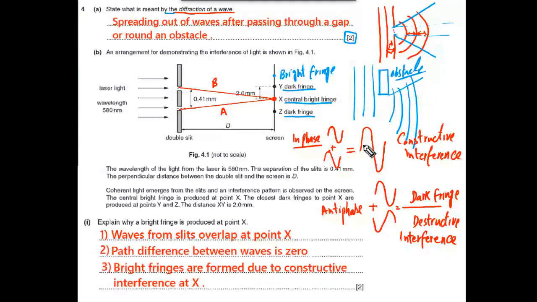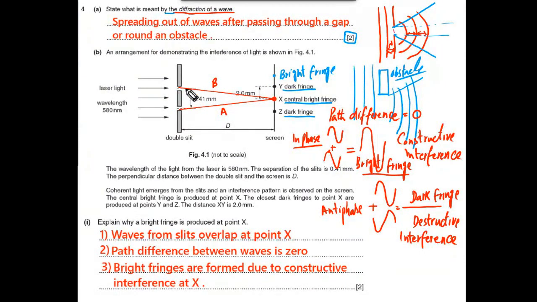Now, this one we call a bright fringe. The bright fringe is formed when these two waves are in phase. So first, these two waves have to be in phase, and the path difference has to be 0, which means there is no difference in the distance they cover.